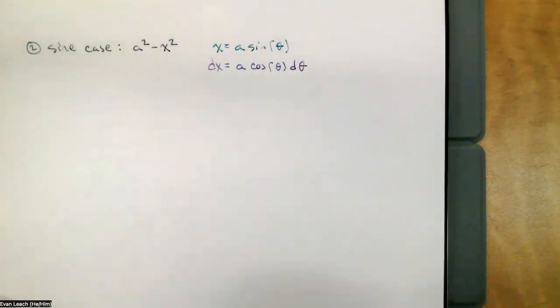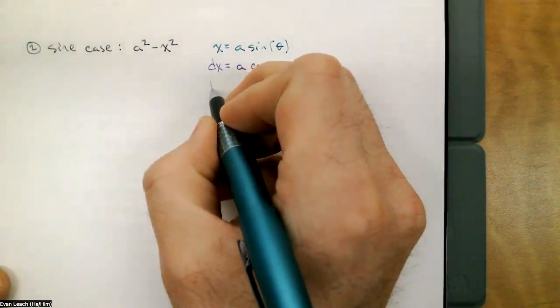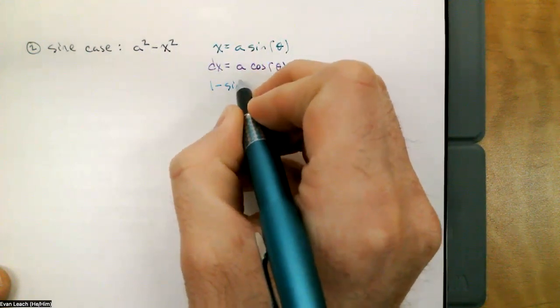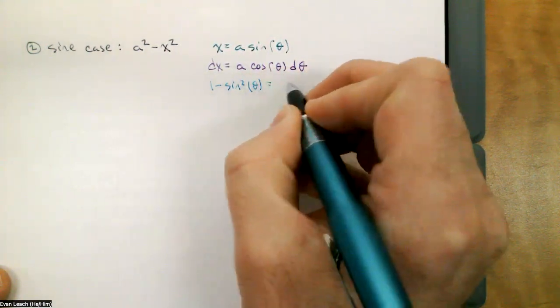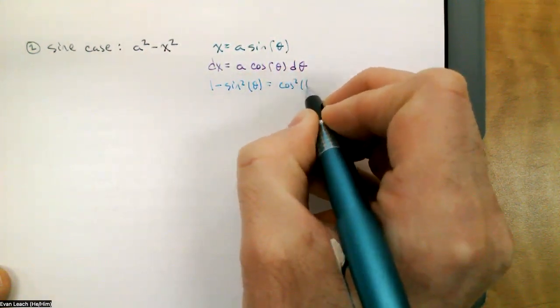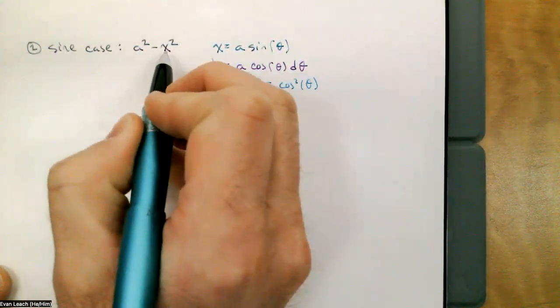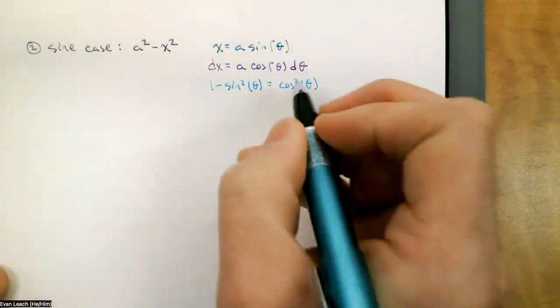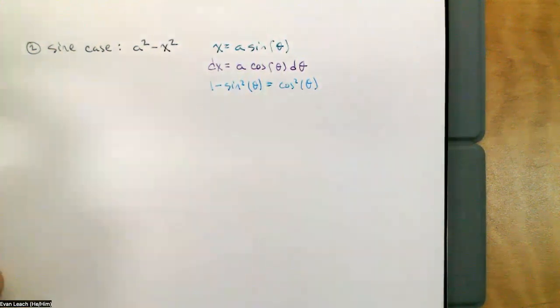The other thing that we're going to need is a Pythagorean identity that says 1 minus sine squared is cosine squared. It's right here. 1 minus sine squared is cosine squared. That's how two terms become one term through a Pythagorean identity.